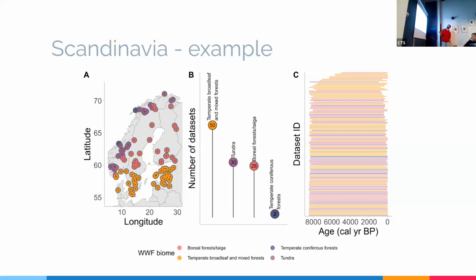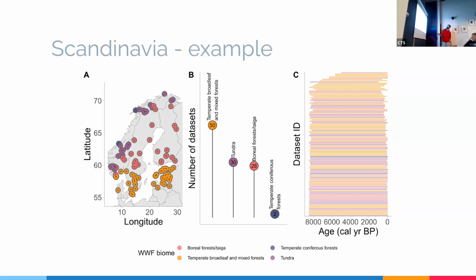And this is also automatically reported from the program. This is the spatial distribution of the individual records, so the points are the individual datasets. Then this is the number of datasets in the spatial delimitation. Here I chose the WWF biome. So we have 50 in temperate broadleaf and mixed forest, which are current biomes.